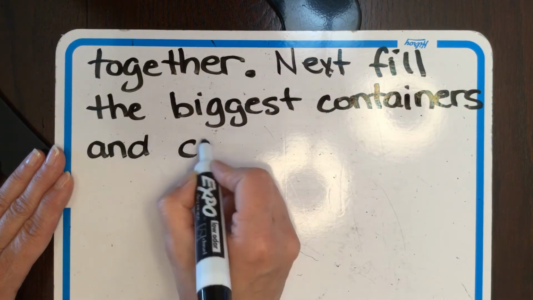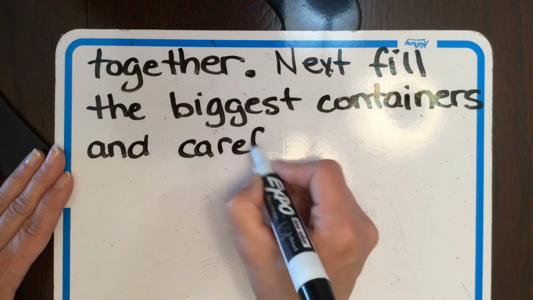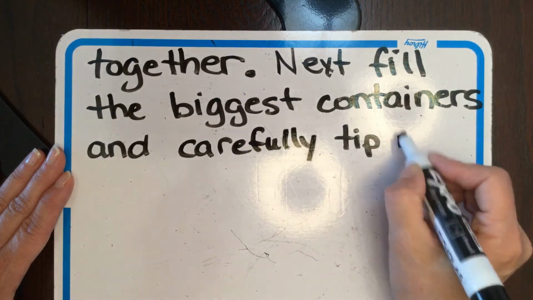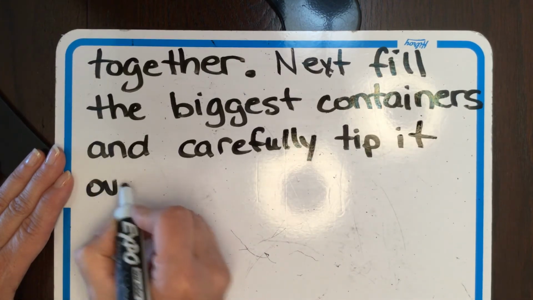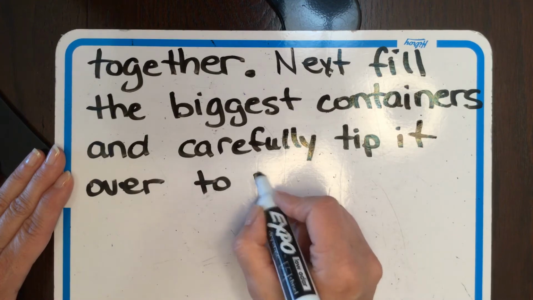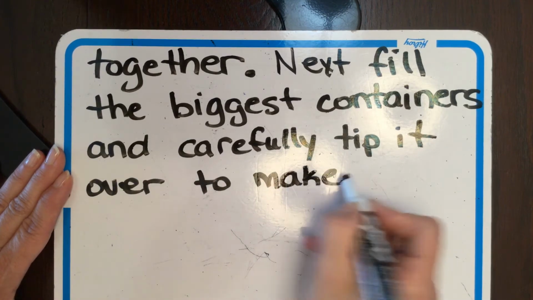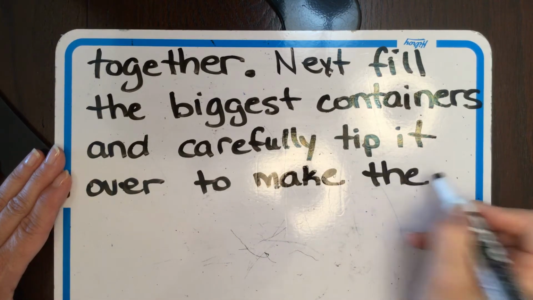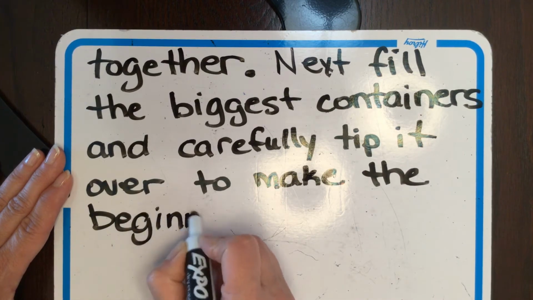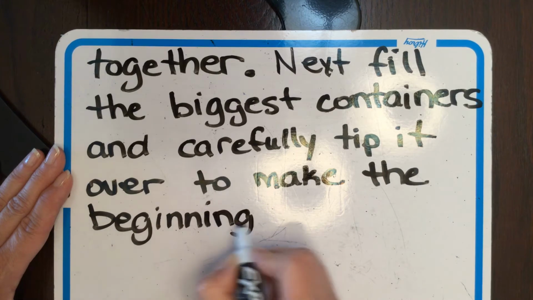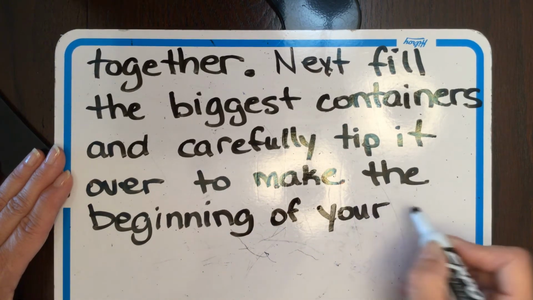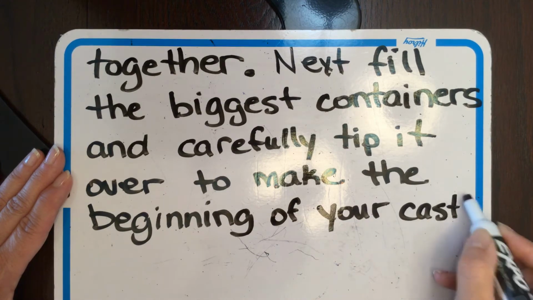and carefully, because you got to be careful at this part, carefully tip them over to make the beginning of your castle.